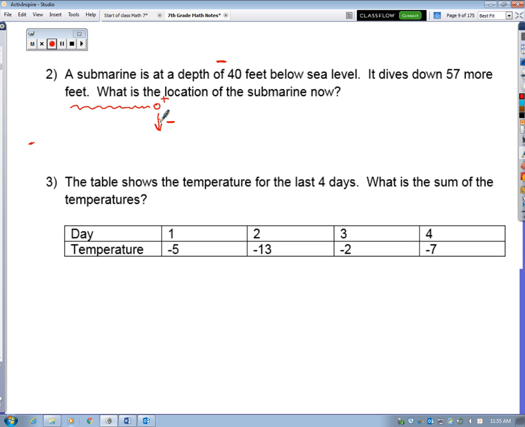All right, and then there's something else that happens. It is at 40 feet below sea level, and it's going to dive even deeper than that. It's going to go down 57 more feet. Okay, so if we have a submarine right here, and if it's going to go down deeper, it's going to go even further down. So that's going to be more negative numbers because it's going down. So this is going to be negative 57. All right, because it's going down 57 more feet. Okay, so there's our two numbers. We decided if they're positive or negative.